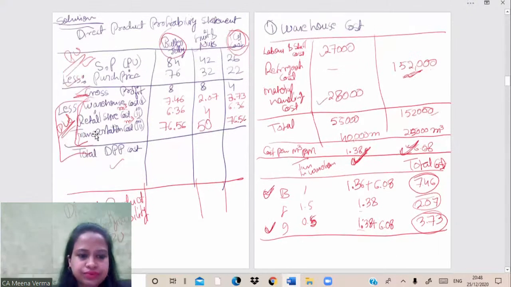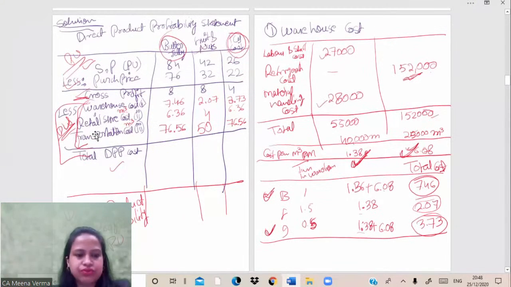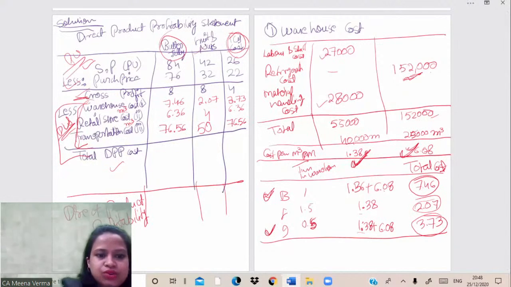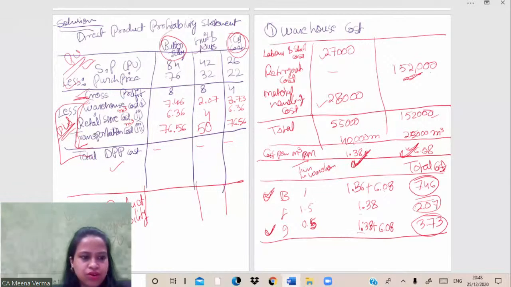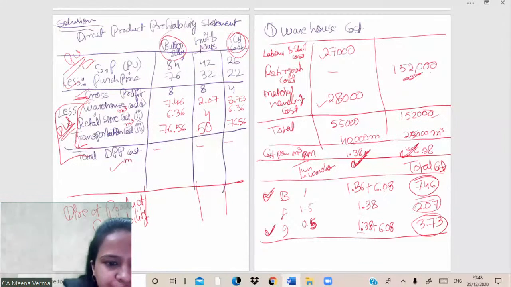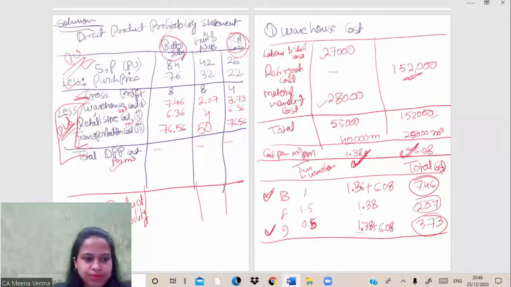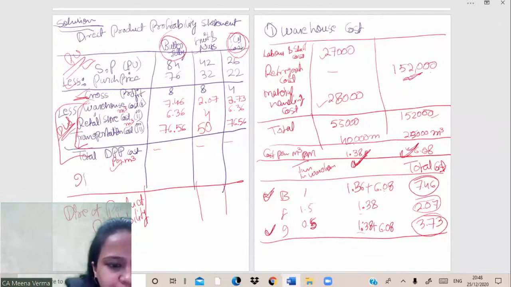Now I want all of you to do the remaining portion. Try to do this. Find the total cost. Give me the value here, the total cost per meter cube. This is the cost per meter cube. Give me the cost per meter cube and give me the items which you can keep in 1 meter cube.